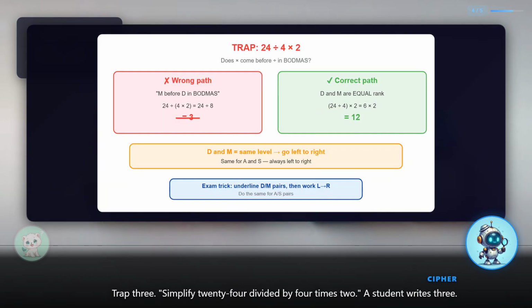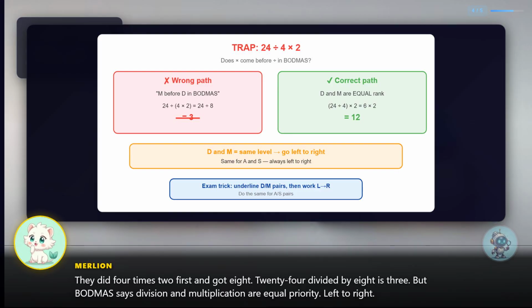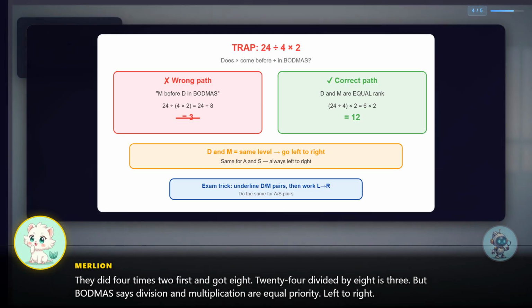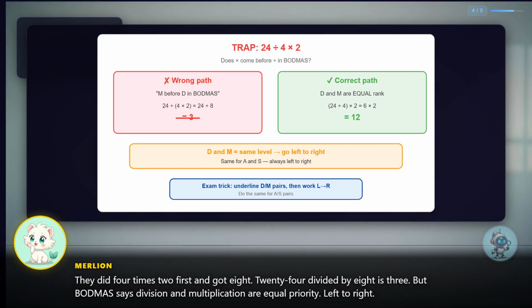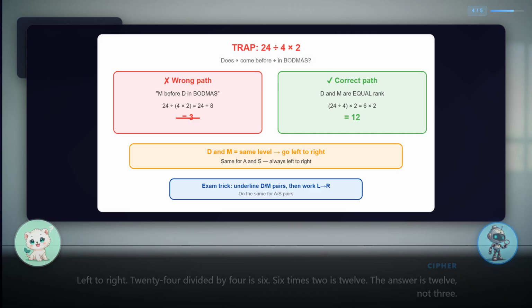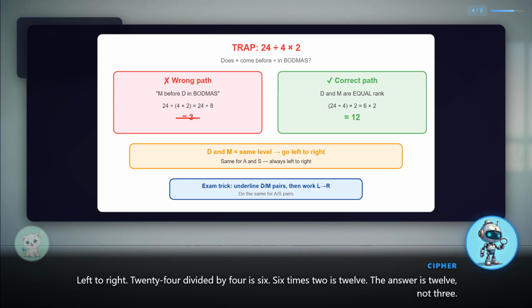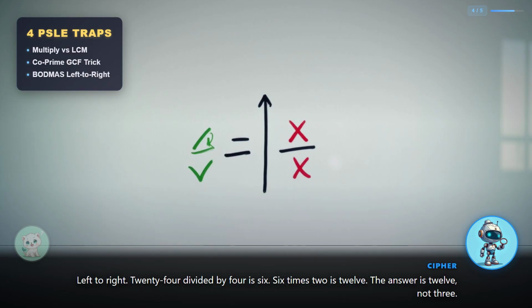Trap 3. Simplify 24 divided by 4 times 2. A student writes 3. They did 4 times 2 first and got 8. 24 divided by 8 is 3. But BODMAS says division and multiplication are equal priority. Left to right. 24 divided by 4 is 6. 6 times 2 is 12. The answer is 12, not 3.